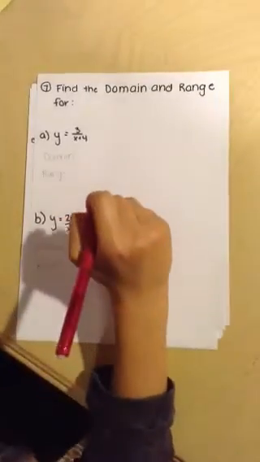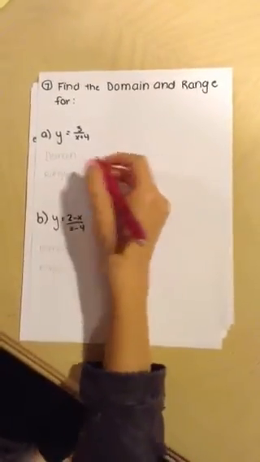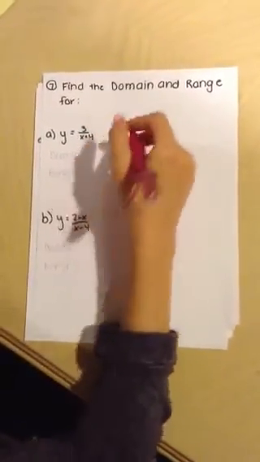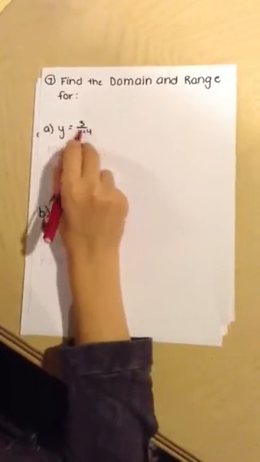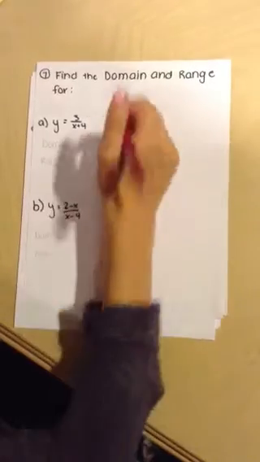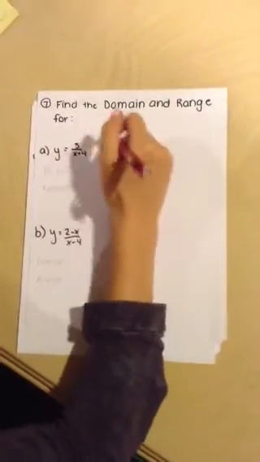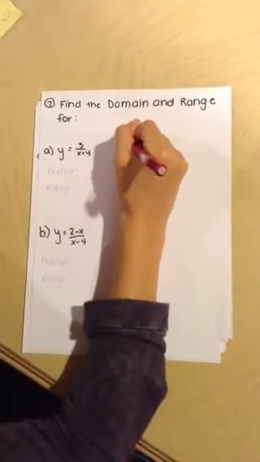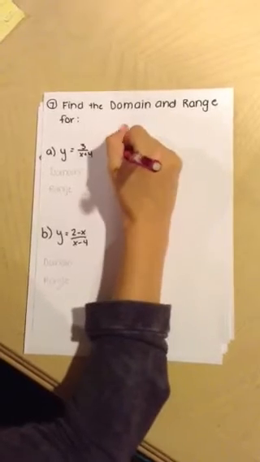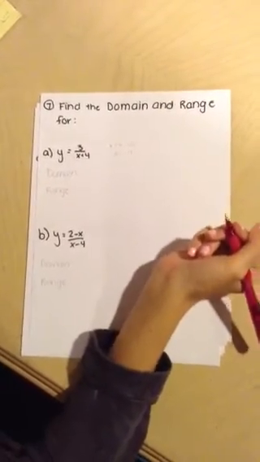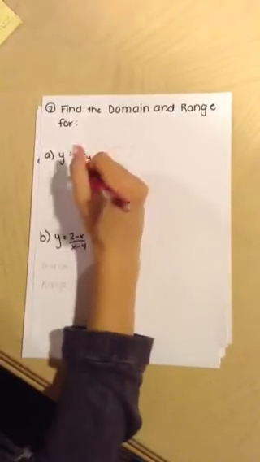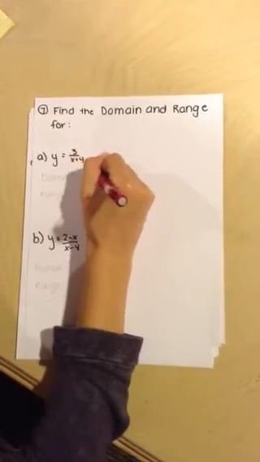Okay, next we're going to do some more domain and range. Now to find the domain for this one, you have to make sure that the bottom of the fraction doesn't equal 0, because otherwise it'll be undefined. So to find what x can equal, you do x plus 4, and you set it equal to 0. So then x equals negative 4. So x can equal everything except for negative 4. So the domain is just x does not equal negative 4.